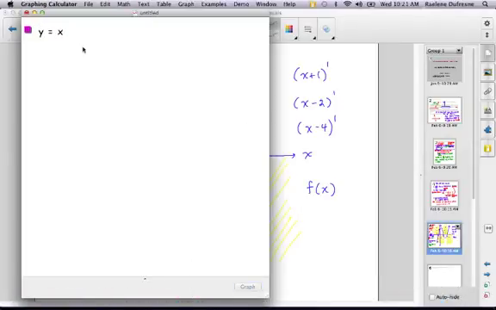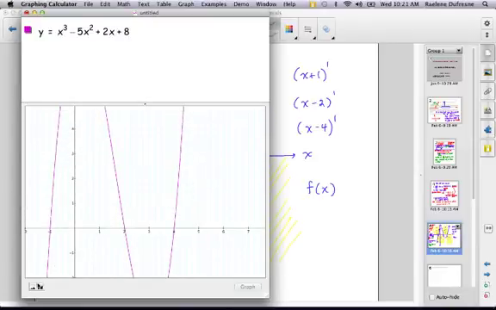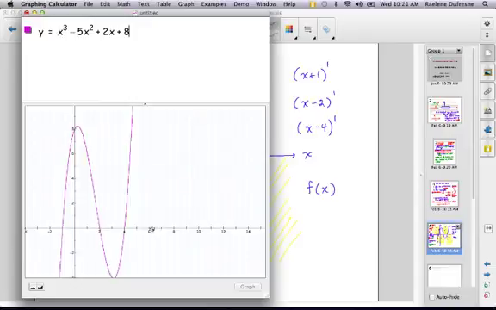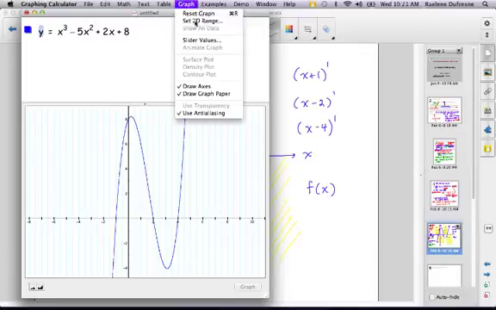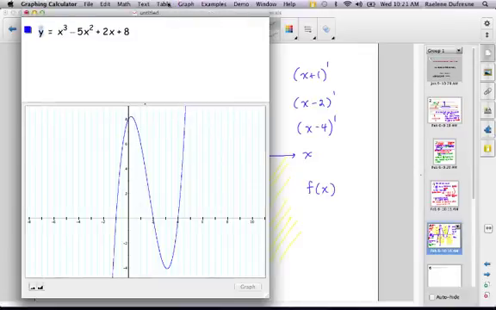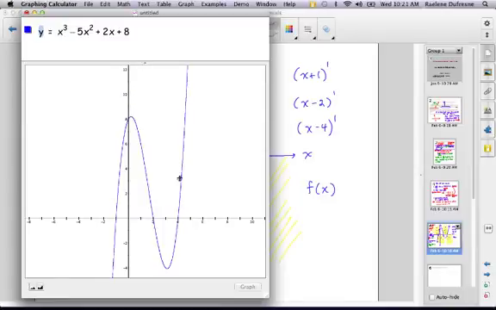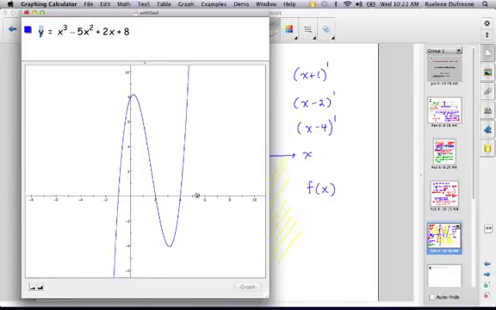Y equals x cubed minus 5x squared plus 2x plus 8. I'd say not bad. So we can put that graph in the lecture notes just so we can see two different perspectives. Maybe I'll make this a little bit bigger. Okay. And add these to the lecture notes.